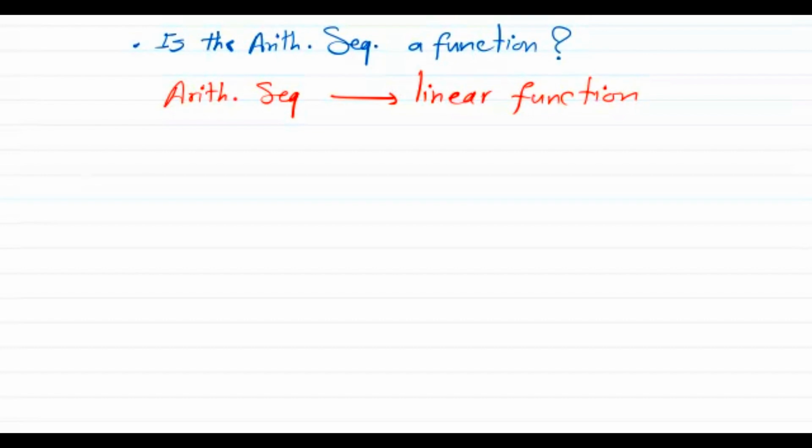The domain of the arithmetic sequence has to be positive integers. It belongs to N star, or equals the positive integers 1, 2, 3, and 4. This is the domain of the arithmetic sequence. But the domain of the linear function has to be R. You can substitute in a linear function any value.